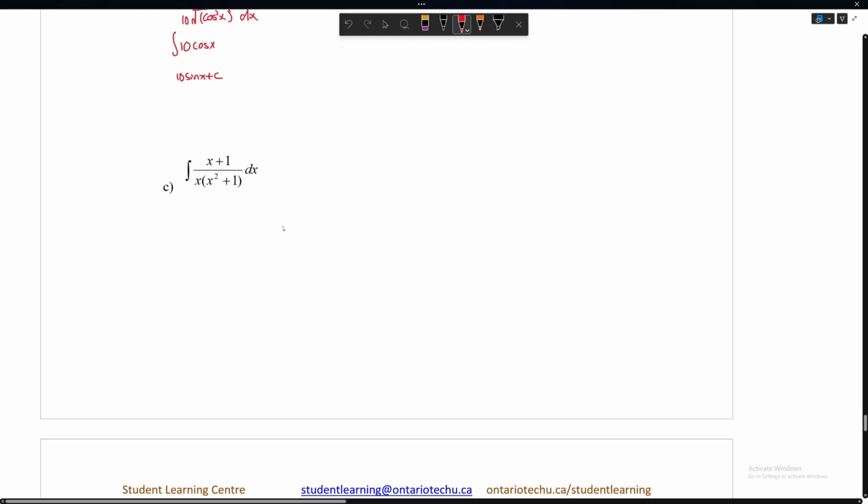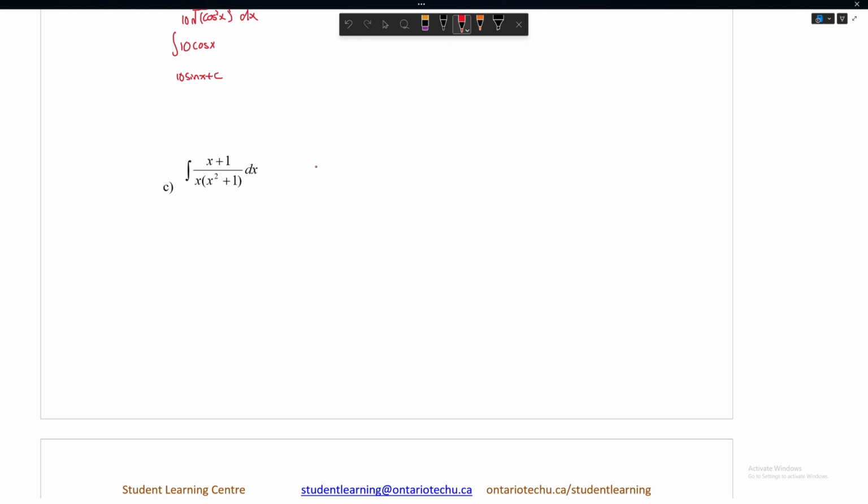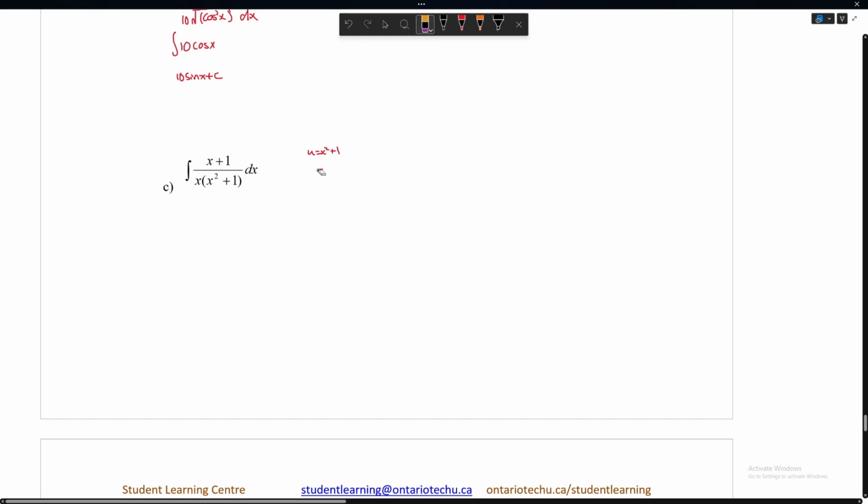Okay. What can we do with this one? First thing you want to try with problems like this is your u subs. And what can we u sub here? Can I do x squared plus 1? And du will be my 2x. There's a plus 1 though. So I can't really do that.